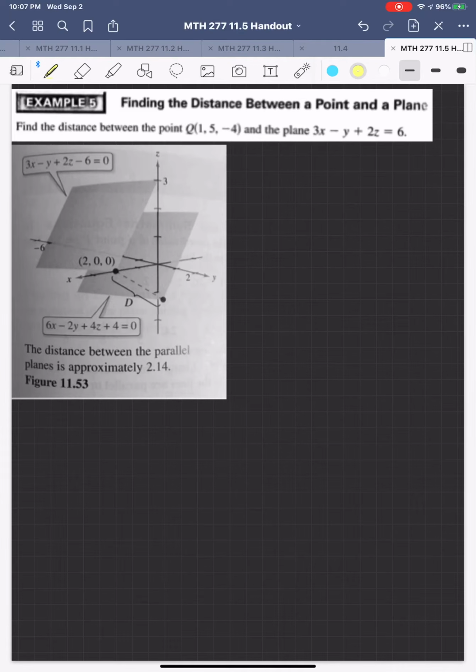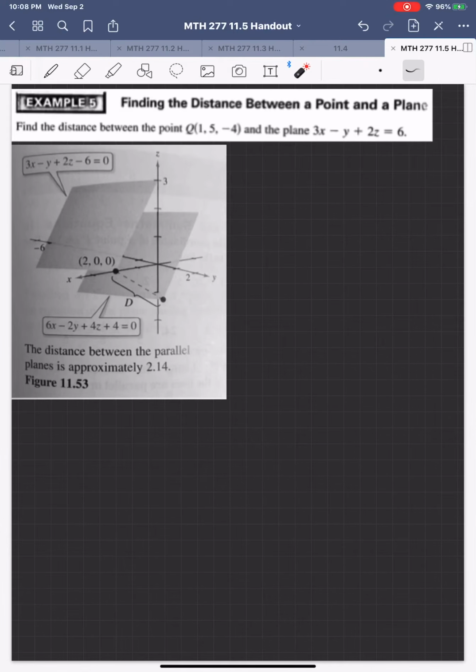So for example 5, we're asked to find the distance between this point and this plane. This picture is elusive, right? Because you won't be given a picture like this on a test. But we have the point, we have the plane, and the picture tells us exactly what we want, the distance between them. All right, how do we proceed?